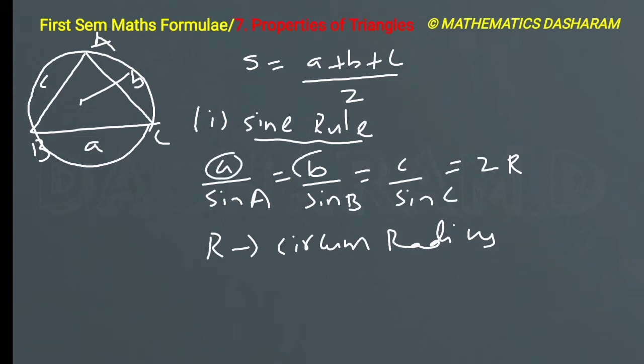And here a, b, c are sides. Next, here A, B, C are called angles of a triangle ABC.